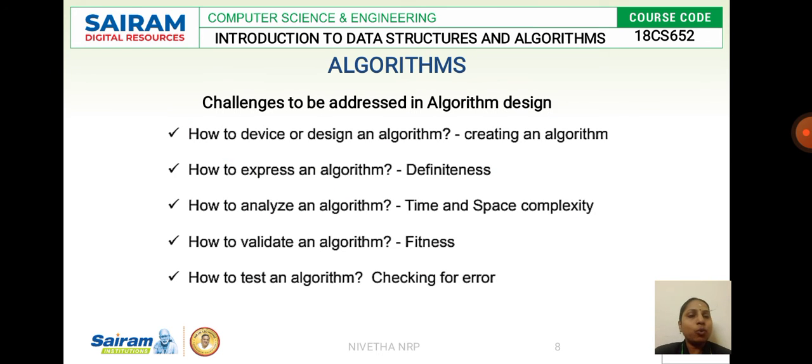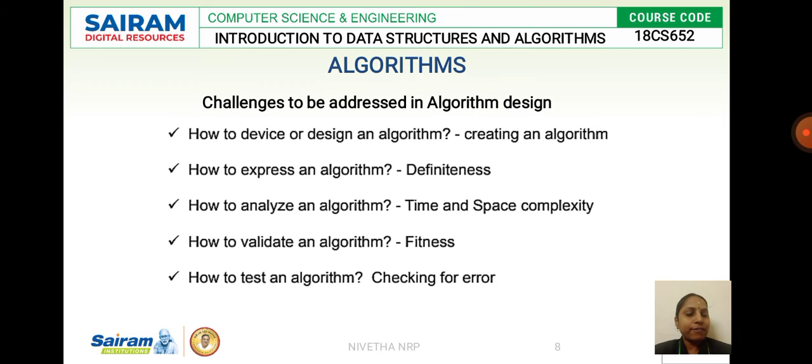And when we go over the challenges that we face to address an algorithm, there are a few challenges. The first is how to devise or design an algorithm. The first and foremost thing concerned with an algorithm is creating an algorithm for a given problem statement. How do we develop an algorithm? That is the first step. Then how to express an algorithm, definiteness.